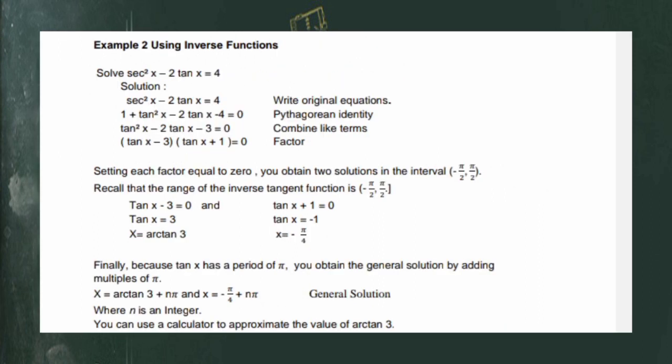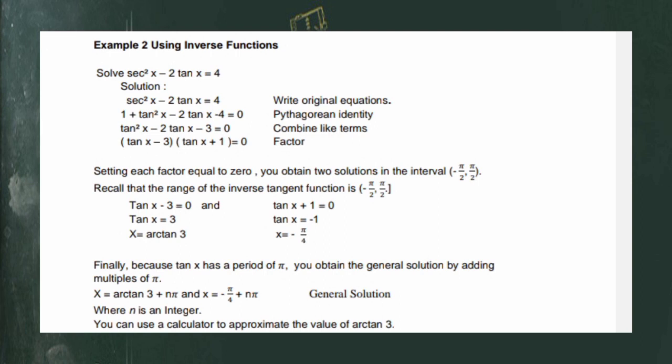Example number 2. Using inverse functions. Solve secant squared x minus 2 tan x equals 4. Solution. Secant squared x minus 2 tan x equals 4, and that is the original equation. So let's proceed to the Pythagorean identity: 1 plus tan squared x minus 2 tan x minus 4 equals 0. Then combining like terms, tan squared x minus 2 tan x minus 3 equals 0.